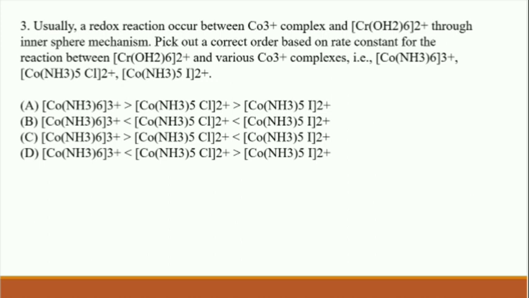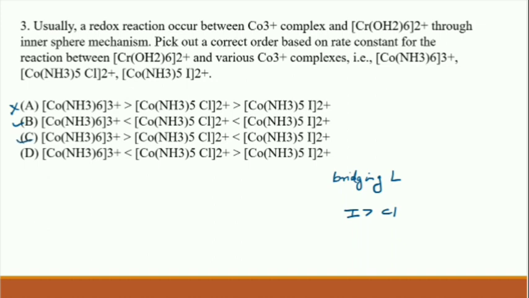So which will have the high rate order? In inner sphere mechanism, what is the speciality? Bridging ligand. So there is a bridging ligand in inner sphere mechanism. So the order will depend upon the size also. So iodine is greater than chlorine. So here iodine is there, chlorine and Co(NH3)6 3 plus. So which will have the greater order? Iodine. So in option A, Co(NH3)6 3 plus, it is not the right answer. In option B, iodine is having higher order, and in option C also iodine is in higher order. So we have to choose from B and C.